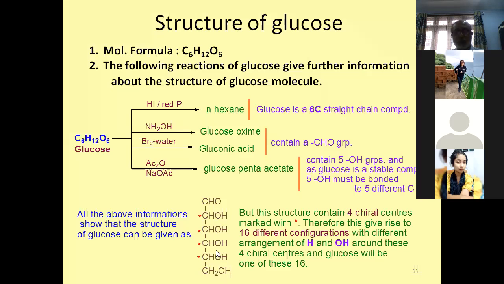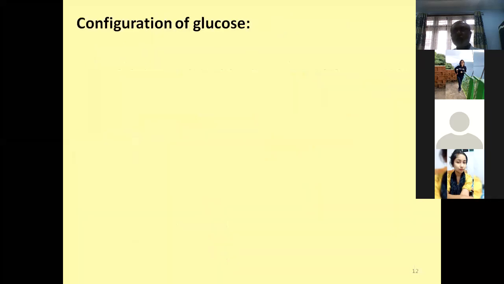But here, when we write down the structure, we find that there are 4 chiral centers, 4 chiral carbons. When there are 4 chiral carbons, that means there will be 16 different configurations, and glucose will be one of them. So the next job will be to find out the arrangement of the H and OH around these four carbon atoms. That means the configuration of glucose. And for that, again we go to the next slide: configuration of glucose.